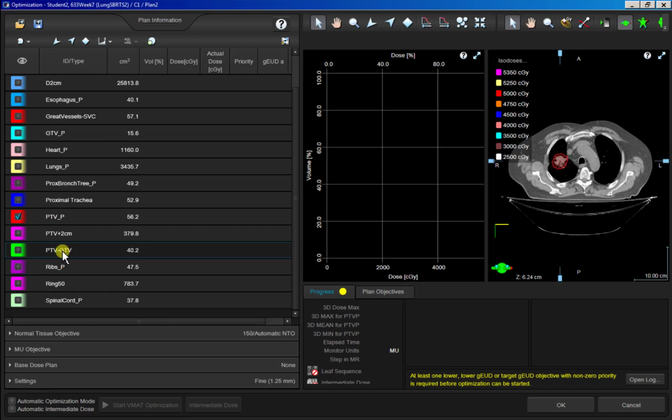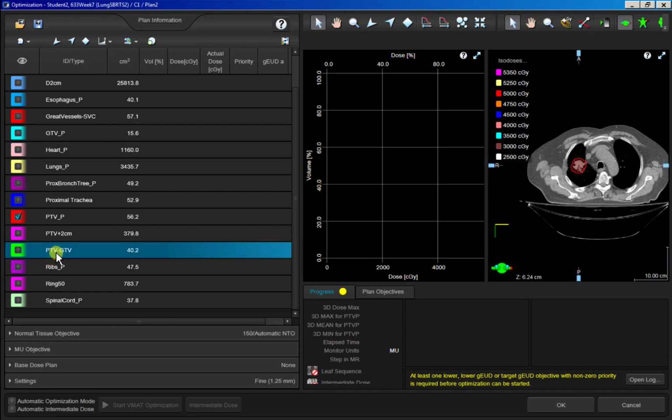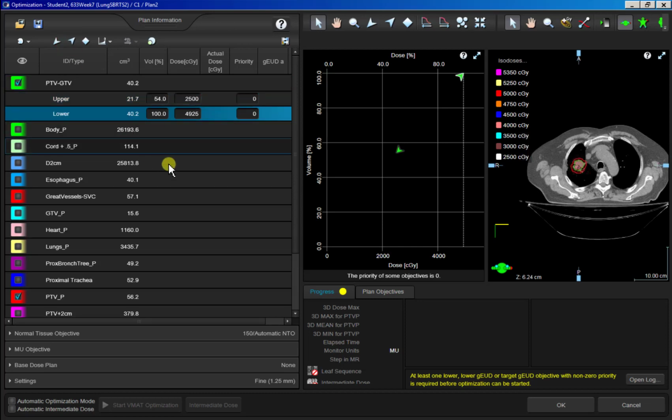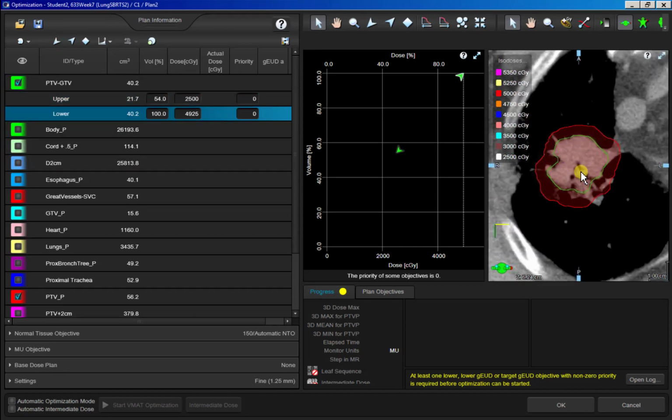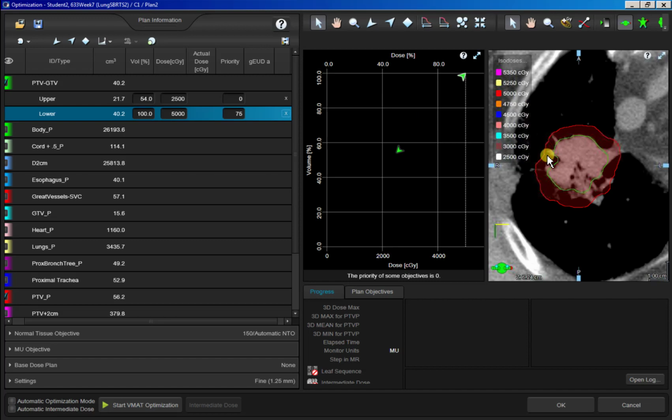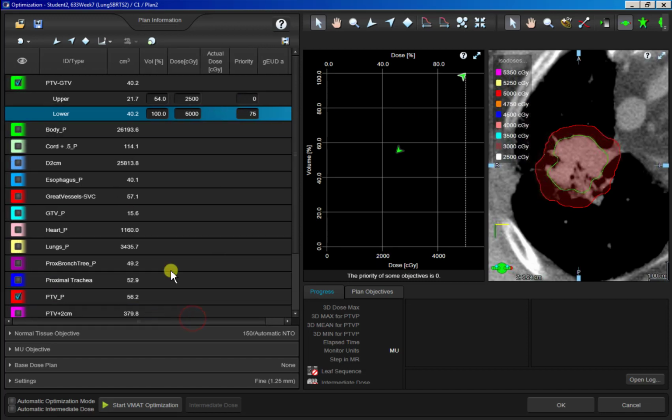I'm gonna actually use my PTV minus GTV, and I'm using it kind of like a ring, but it's a ring inside our PTV. So if you look at this, at the very edge of our PTV, I want 5,000, right? So I'm gonna put a min of 5,000 on there because I want that 5,000 line to be perfectly right around the edge of our PTV. And for these, my priority I usually set to 75 for my target. So again, SBRT I do a little different than my conventional plans.